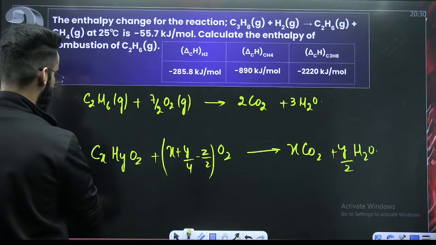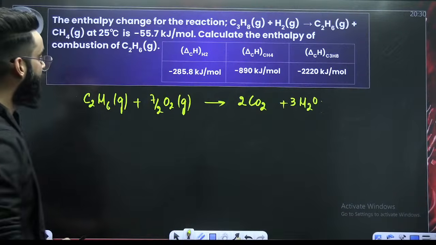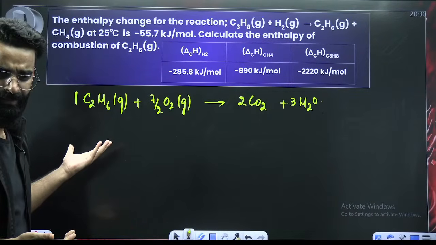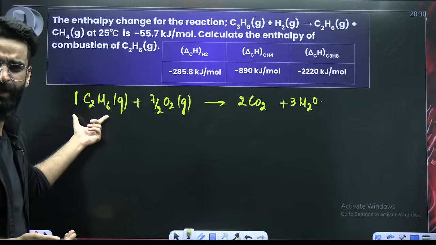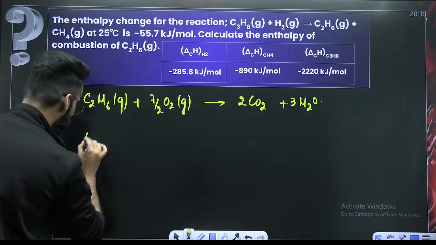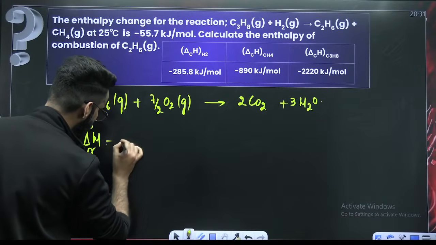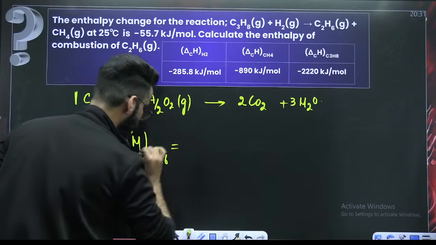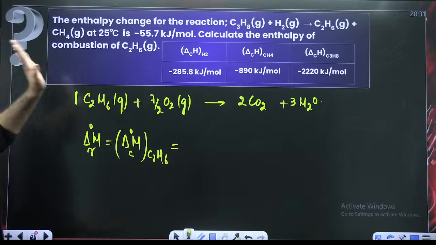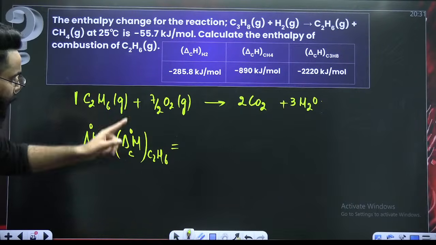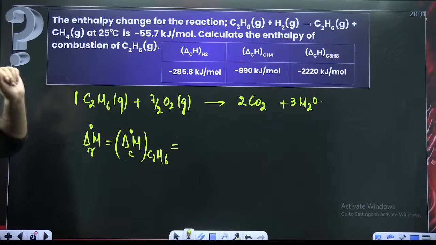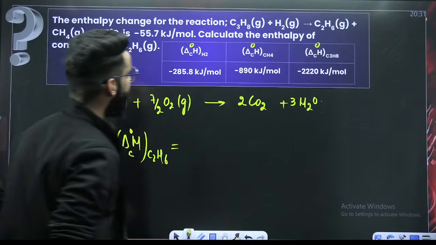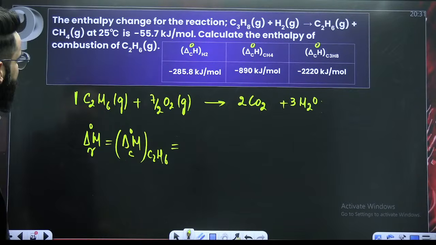Now, people, let's have a look at the question. If you look at the reaction, can I say 1 mole of ethane is undergoing combustion? And when 1 mole of substance undergoes combustion, the enthalpy of reaction is what you call the enthalpy of combustion of C2H6. This is something you can write, because 1 mole of substance is undergoing combustion. Now, my dear students, look at all the data. I'm given the standard enthalpy of combustion of H2, CH4, and C3H8.